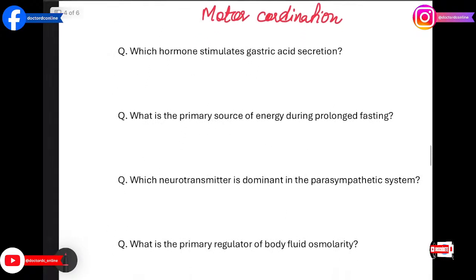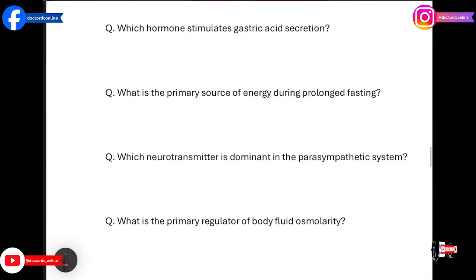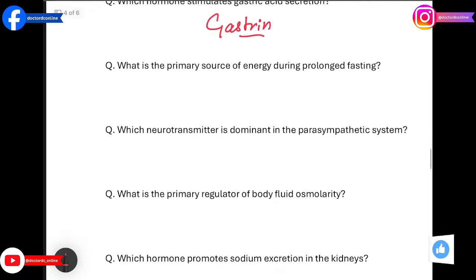The next question is which hormone stimulates gastric acid secretion, and the answer is gastrin because it is released by G cells, promoting HCl production in the stomach.